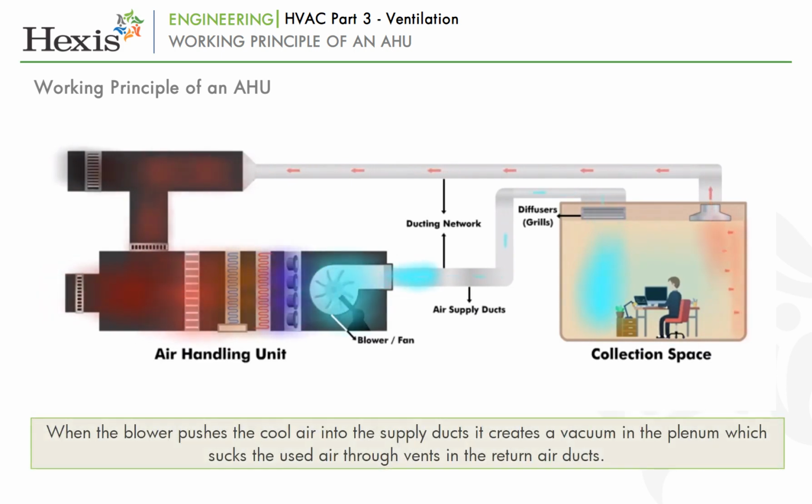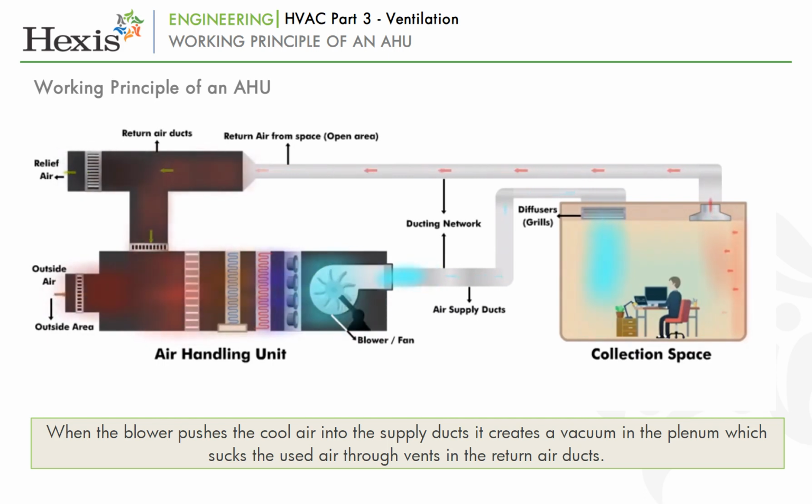When the blower pushes the cool air into the supply ducts, it creates a vacuum in the plenum, that is, the open area above the AHU, which sucks the used air through vents in the return air ducts. Ideally, the flow in the supply duct should match that of the return duct to maintain the pressure in the conditioned space. In most systems, the blower is a squirrel cage fan that simultaneously creates a vacuum to pull air out of the room and pressure to force it through the ducts.